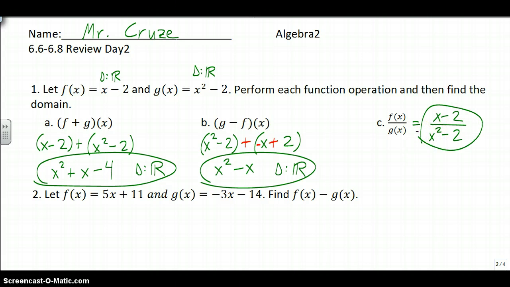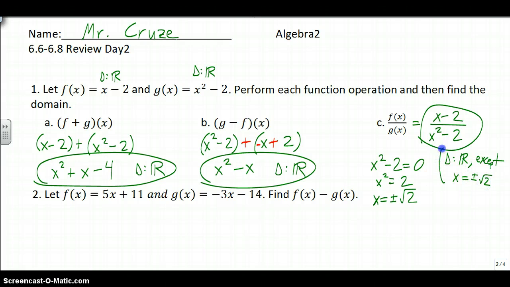This is your answer. You just have to figure out the domain, which would normally be all reals, except you have a denominator now. So you have to figure out when the denominator equals 0. Okay. So x squared equals 2. You take the square root, so you have to have plus or minus. So basically, the domain on this one is all reals except x equals plus or minus square root of 2. Those are the only numbers in existence that will make this have issues.